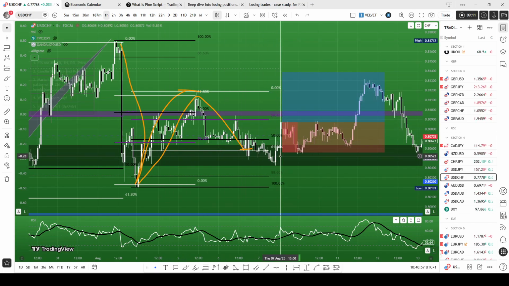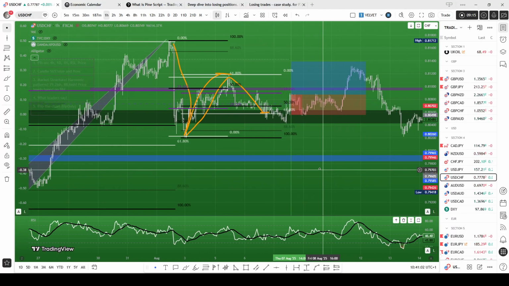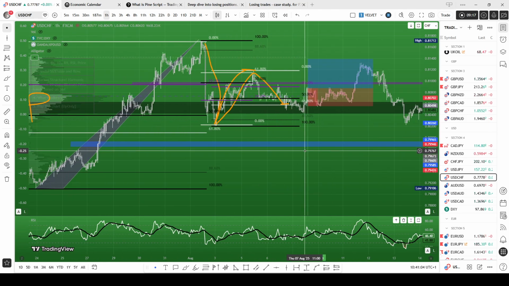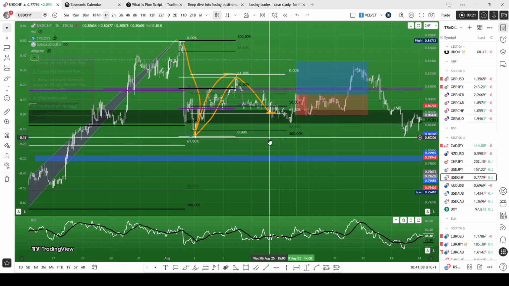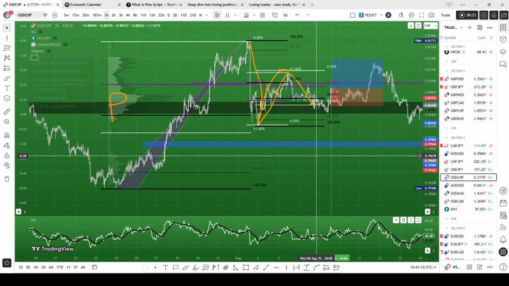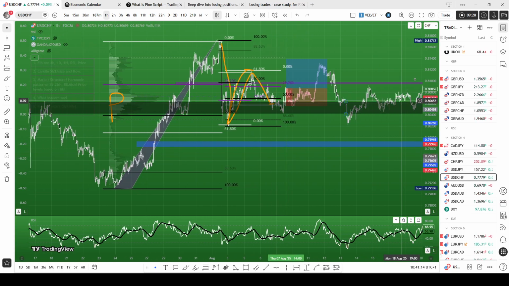But actually, this was almost a winning trade. So wider stop loss, being more mindful of market structure. That's it.